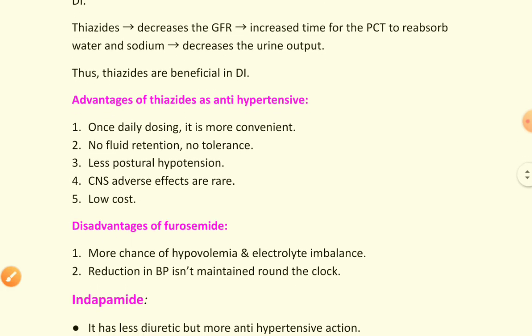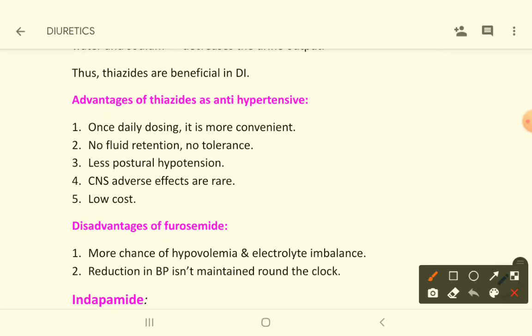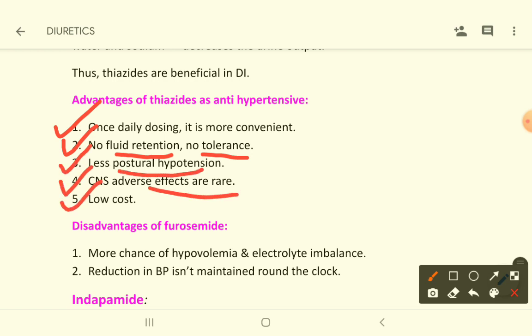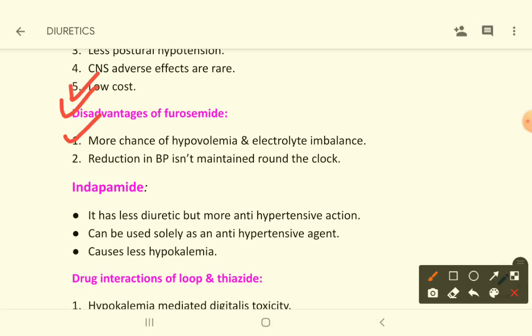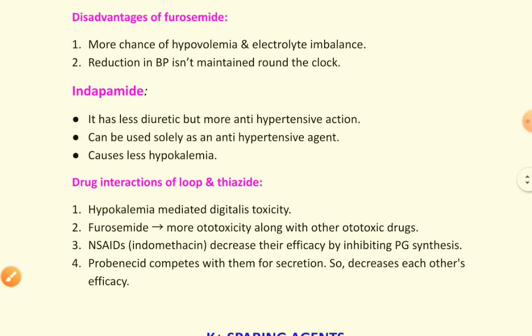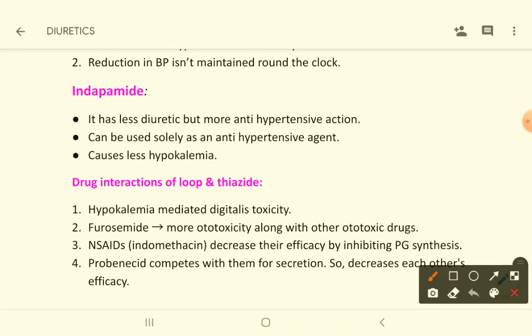Now come to the advantages of thiazides as antihypertensive drugs. Once daily dosing is more convenient, no fluid retention, no tolerance, less postural hypotension, CNS adverse effects are rare, and low cost. Some of the disadvantages of furosemide: more chance of hypovolemia and electrolyte imbalance. Reduction in blood pressure is not maintained round the clock. So these are the disadvantages of furosemide as an antihypertensive drug. So furosemide is not actually used as an antihypertensive drug.